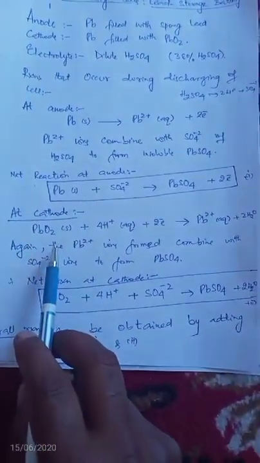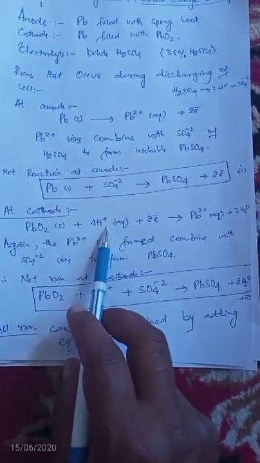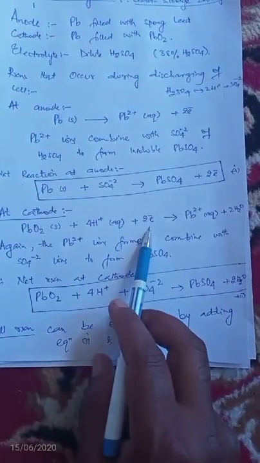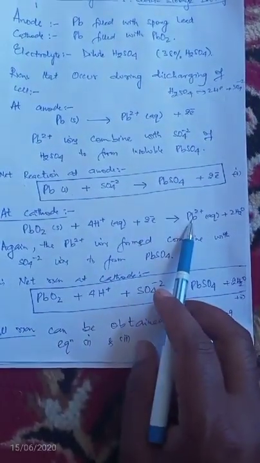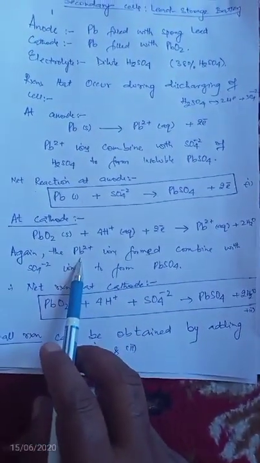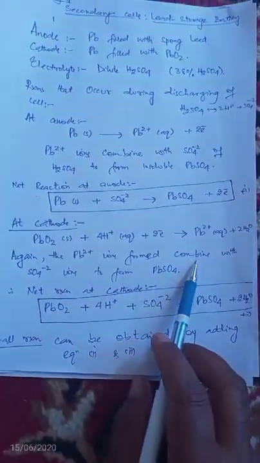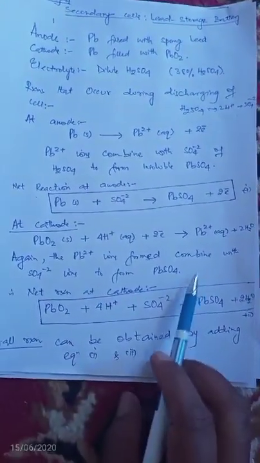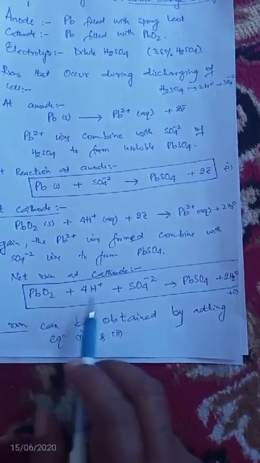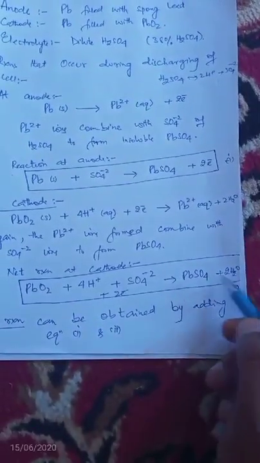Similarly, at cathode, you will see that lead dioxide combines with H positive ions. These are actually obtained from dissociation of sulfuric acid, and combines with 2 electrons. This reduction gives lead 2 plus and 2 water, okay? So again, I tell you that lead ions formed in the solution would combine with sulfate ions to form insoluble lead sulfate. So I will write lead dioxide plus H positive plus sulfate ions, and we will write here plus 2 electrons gives lead sulfate plus 2 water.